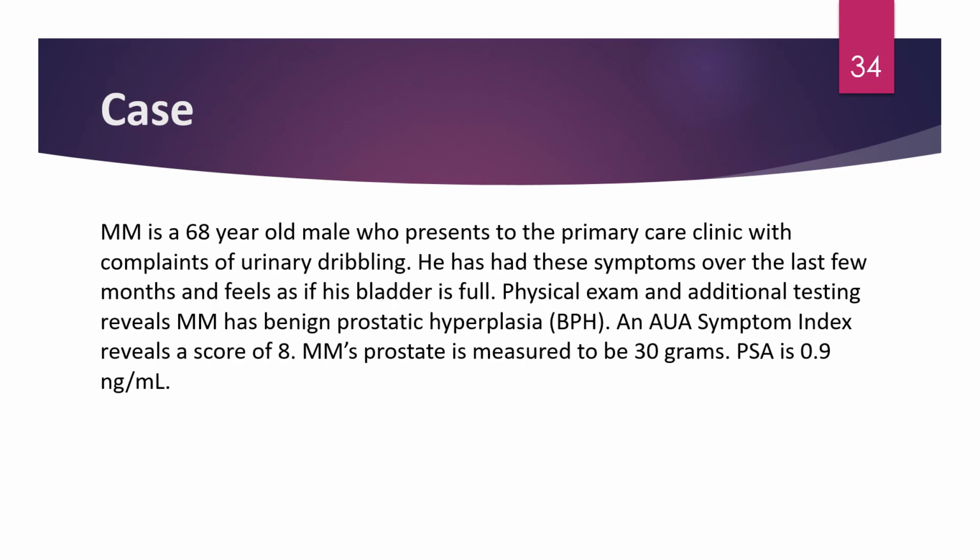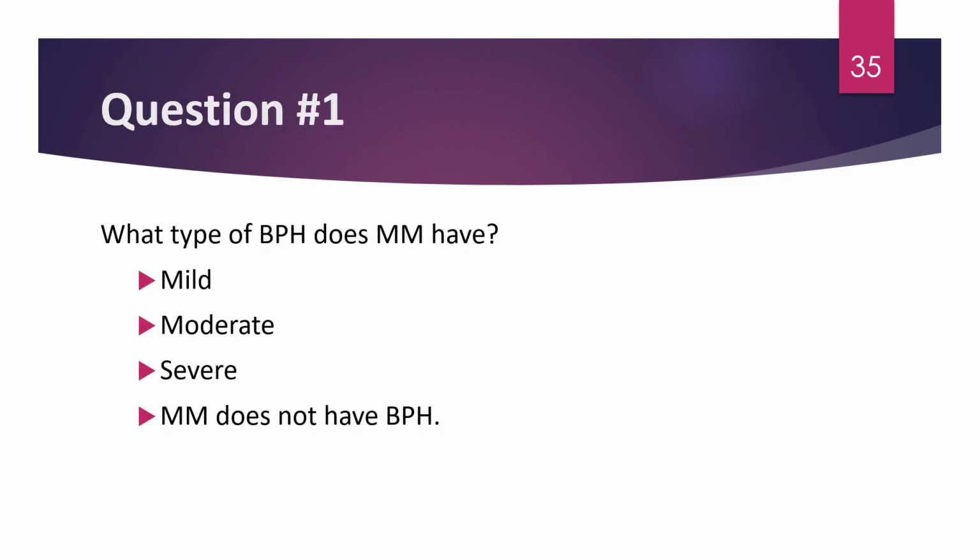And going back to our case, we have MM, a 68-year-old male who came to the clinic with urinary dribbling. He's had these symptoms over the last few months and feels as if his bladder's full. Testing and physical exams show that he has BPH. His AUA symptom index is 8, and his prostate size is around 30 grams. His PSA is 0.9. So what type of BPH does MM have?